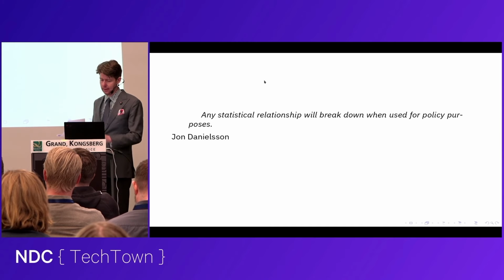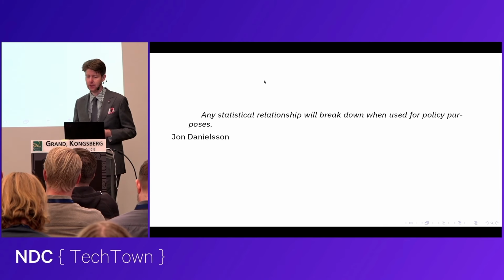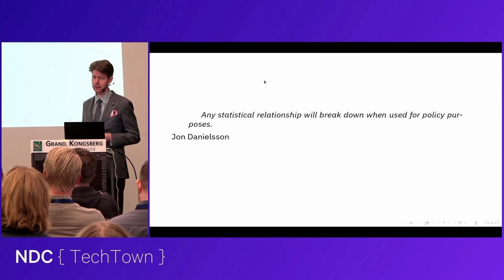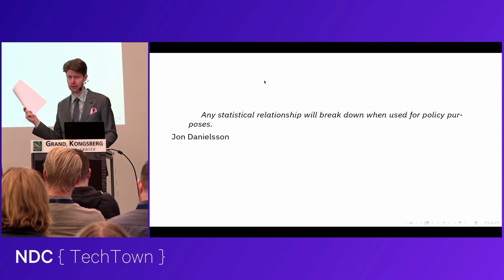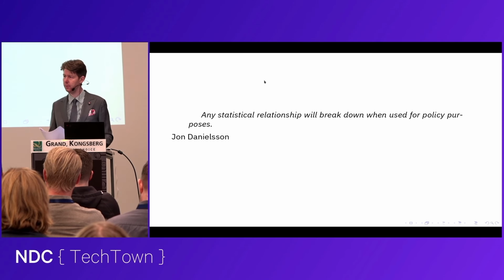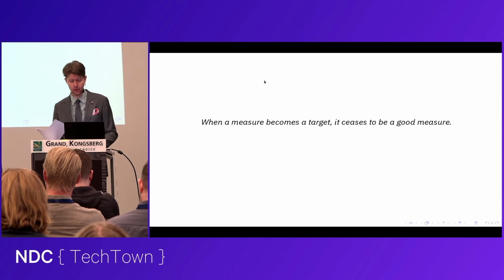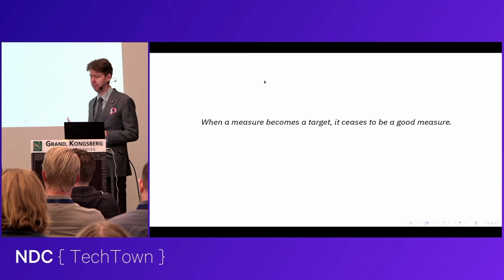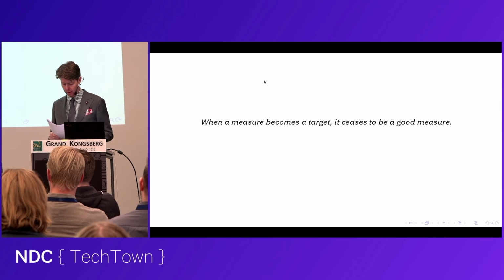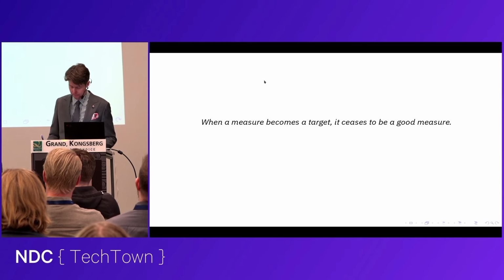Jon Danielsson phrased it as any statistical relationship will break down when used for policy purposes. This is how coverage is often used. Yeah, need 100% to pass CI. This is how it's commonly stated: the target ceases to be a good measure.